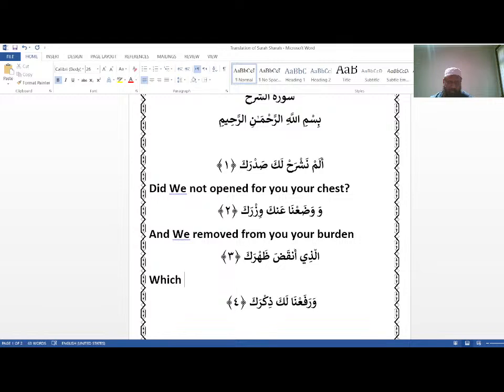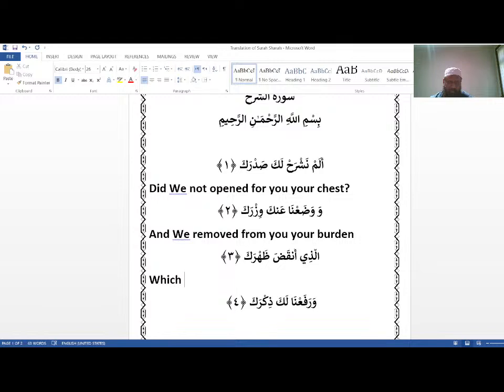One of them is bab if'al. So anqada is from if'al. Anqada yunqidu, af'ala yuf'ilu. To weigh something, to become heavy. Anqada, to make something weigh a lot. Anqada is the first sigha.